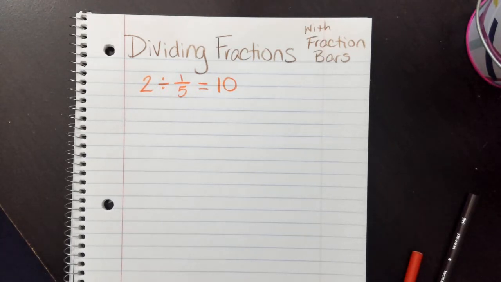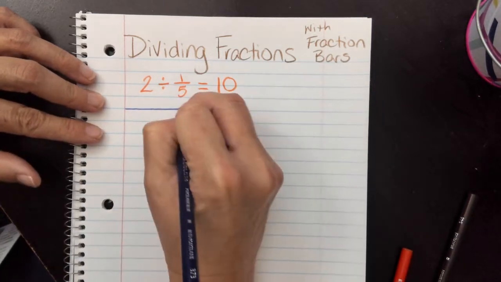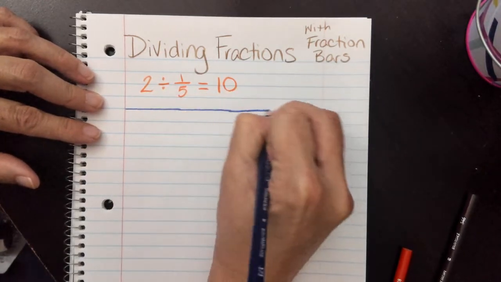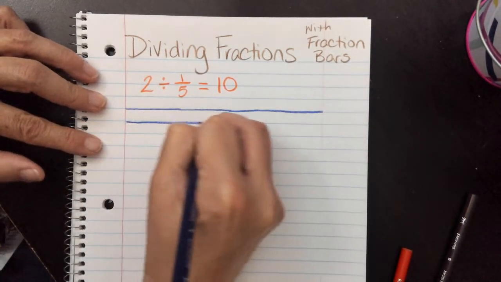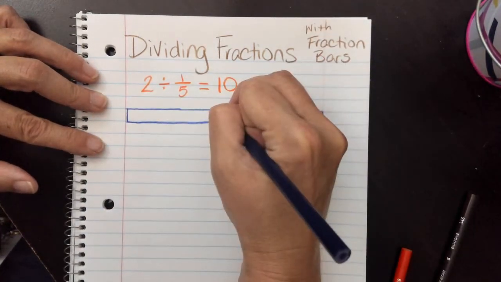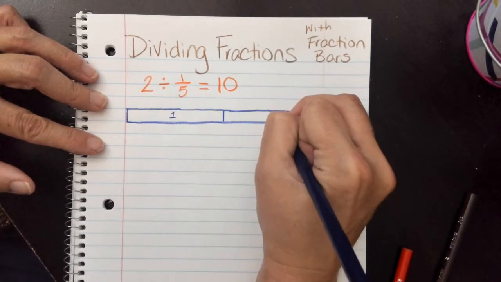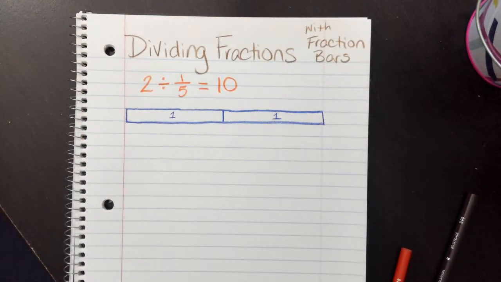So the first thing we did was we got 2 of the whole bars. Okay, so I'm going to come down here. Probably going to just go ahead and take up this whole line. Kind of in the middle. So this is one whole and this is one whole. And I tried to make them as close to being the same size as I could.